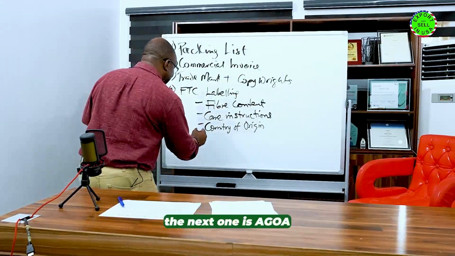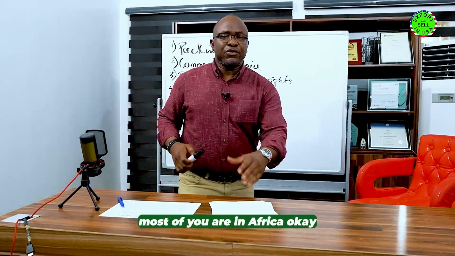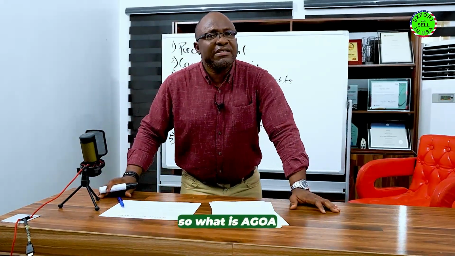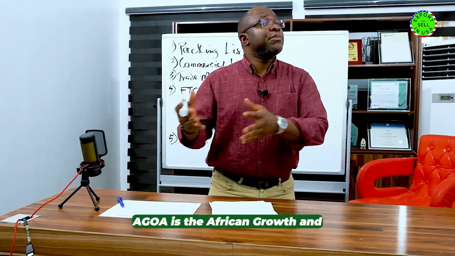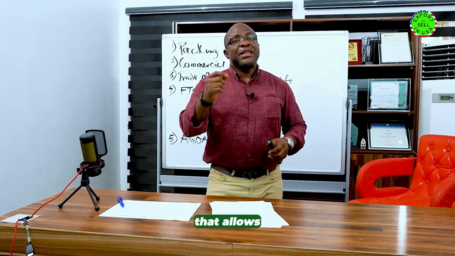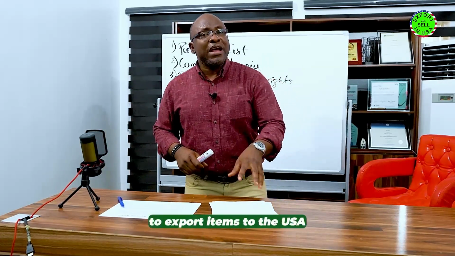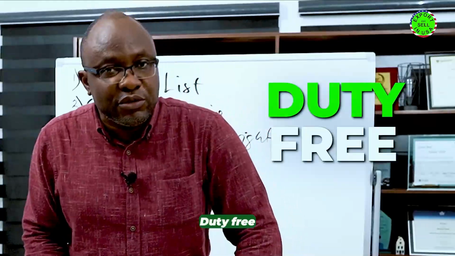The next one is AGOA. Most of the people that I talk to, most of you are in Africa, okay? So what is AGOA? AGOA is the African Growth and Opportunity Act. It's basically a legislation by the US government that allows countries in the sub-Saharan African region to export items to the USA duty-free.